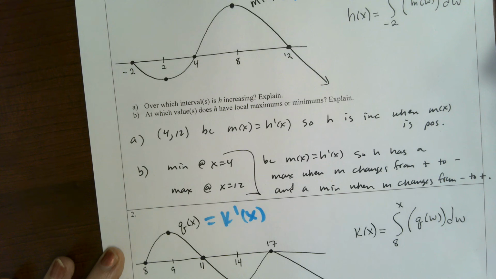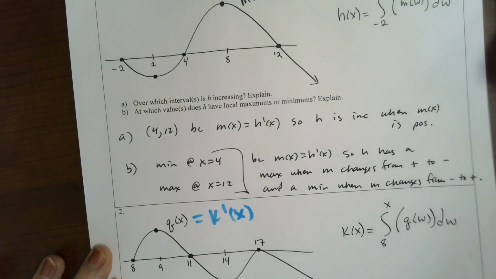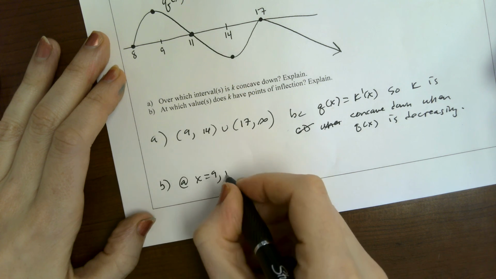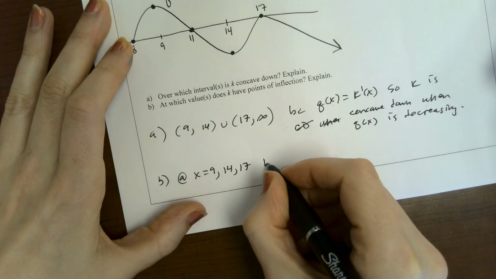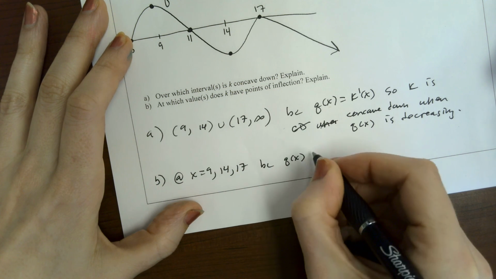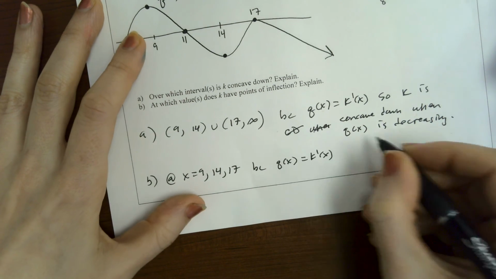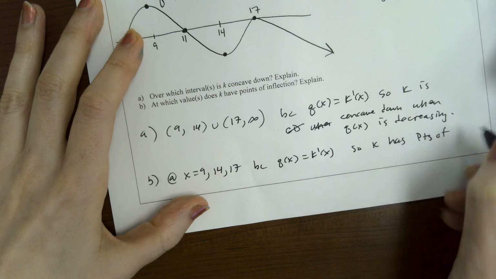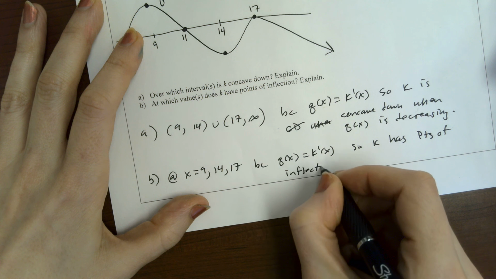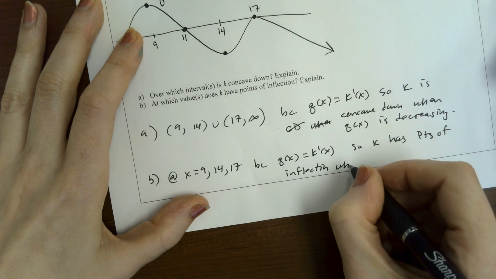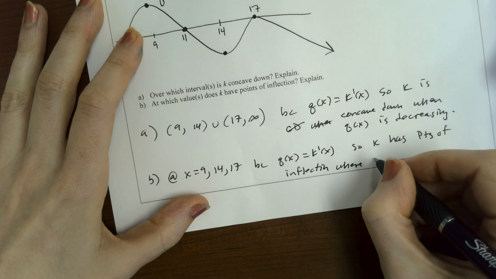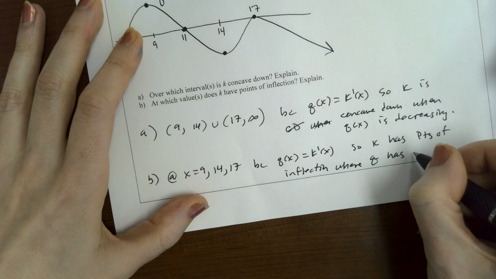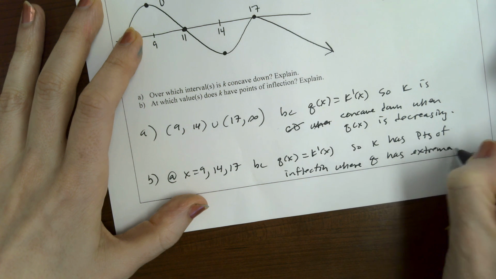All right, and then for part B, at which value or values does K have points of inflection? So extrema is at 9, 14, and 17. At X equals 9, 14, and 17, because Q of X is K prime of X. So K has points of inflection where Q has extrema.